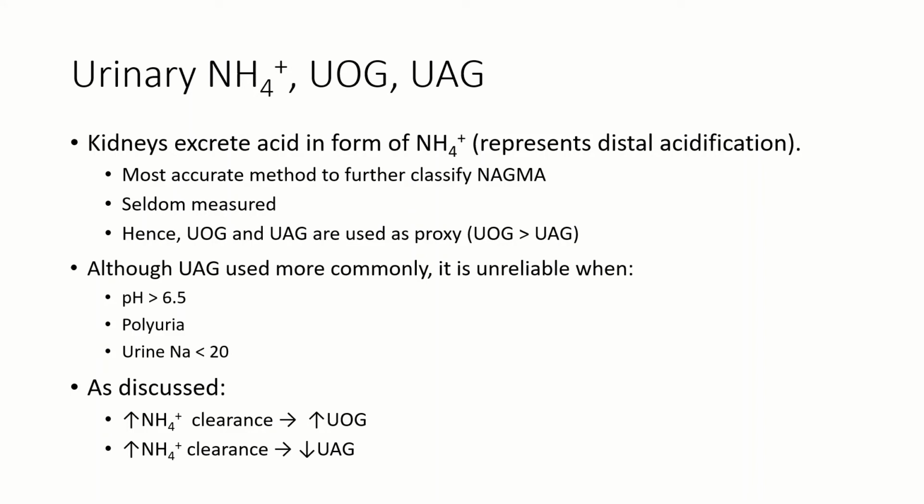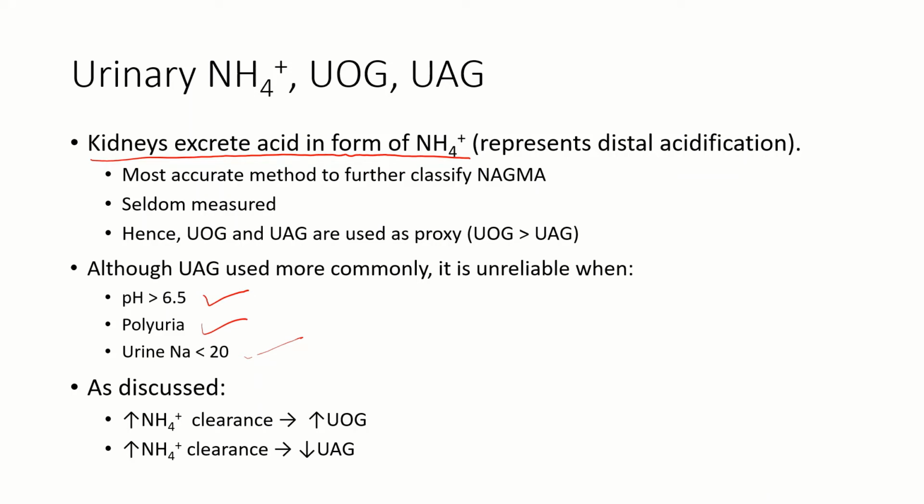This is just a recap of what we already talked about. So again, kidneys excrete acid in form of ammonium ion. Measuring ammonium ion is the most accurate method of further classifying non-anion gap metabolic acidosis, but we seldom measure it, and that's why we use urine osmolar gap and urine anion gap as a proxy. Urine osmolar gap is a better proxy as compared to urine anion gap, as urine anion gap cannot be reliable when the pH is more than 6.5, there is polyuria, and urine sodium is less than 20.